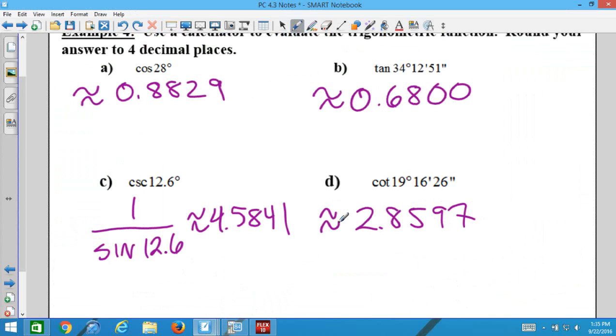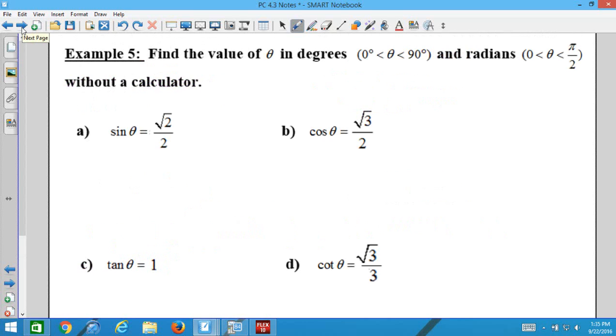Okay. Next section. All right, this says find the value of theta in degrees and radians without a calculator. So don't touch your calculator. We are going to find the degrees first. So here's a hint. All of these are special right triangles. They're either the 45, 45, 90 degree triangle or the 30, 60, 90 degree triangle.